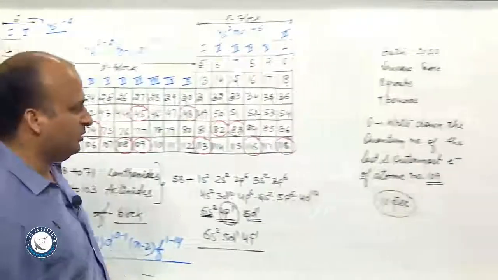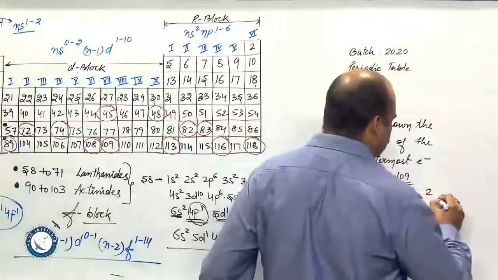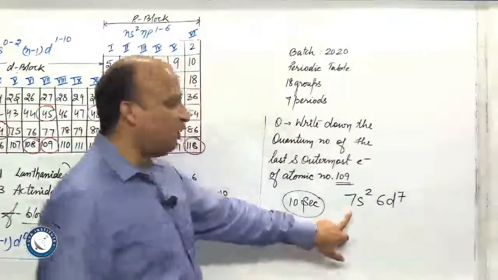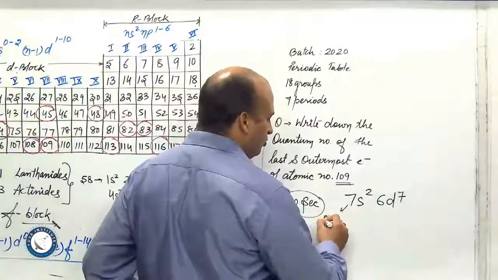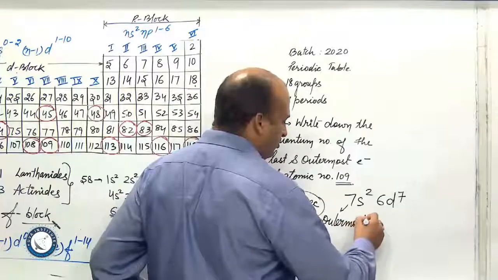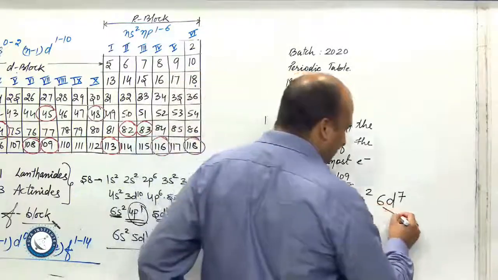Now I will tell you 109. See, 109 is 7s2, 6d7. Now listen to me very carefully. This is the outermost electron because the value of n is maximum. So this is outermost. The last electron is filled over here, so this is last.